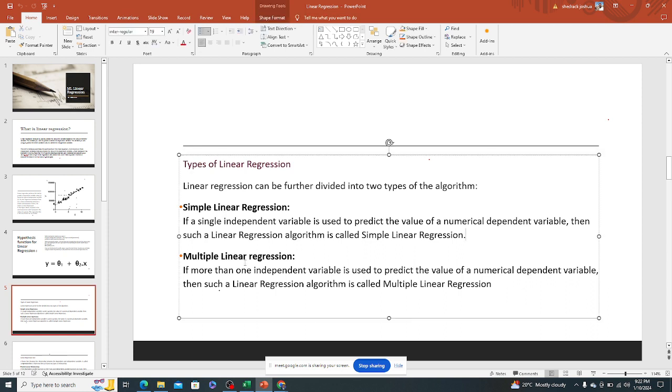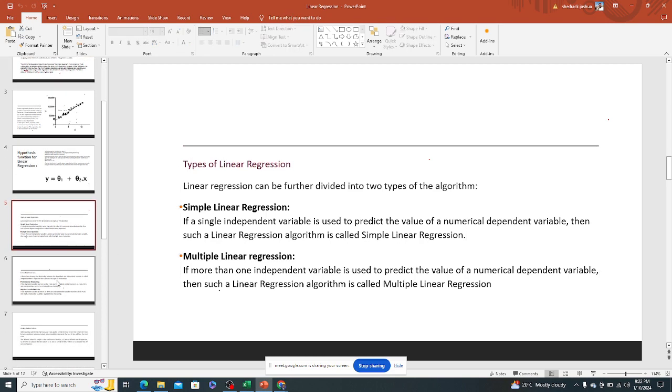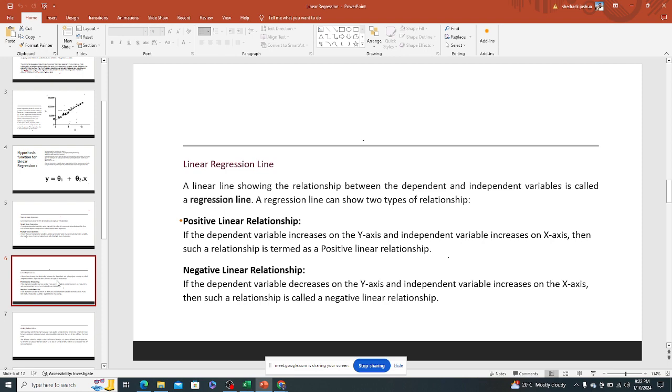Multiple linear regression: if more than one independent variable is used to predict the value of a numerical dependent variable, then such a linear regression algorithm is called multiple linear regression. You can see that in one we are using more than one independent variable, and in the other we are only using a single independent variable.